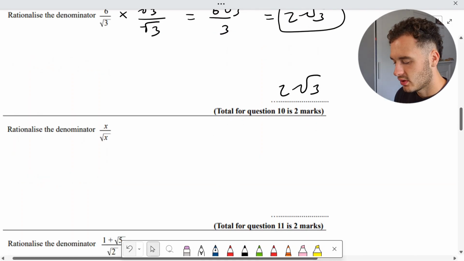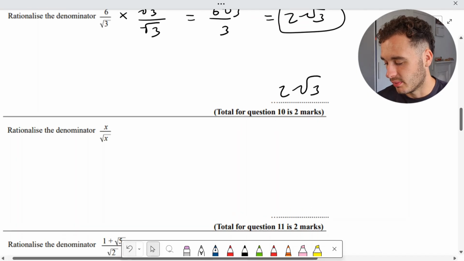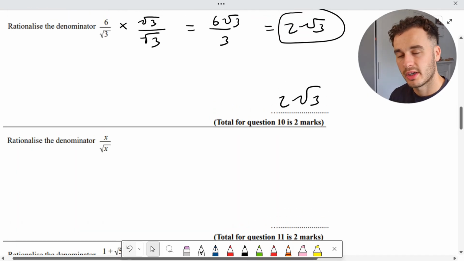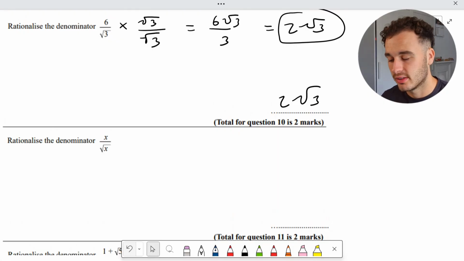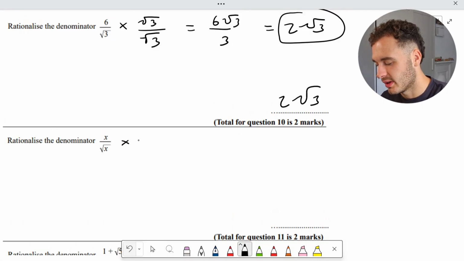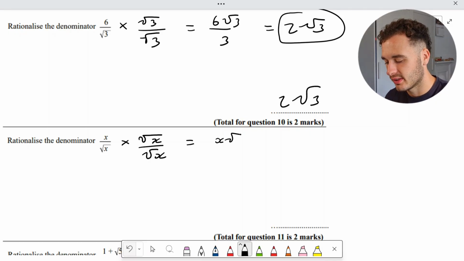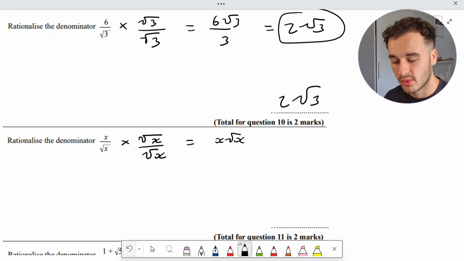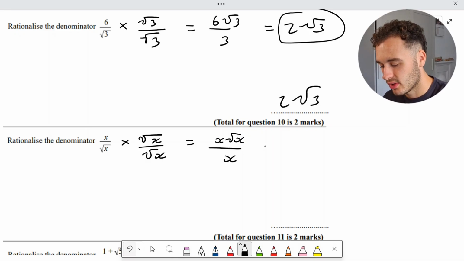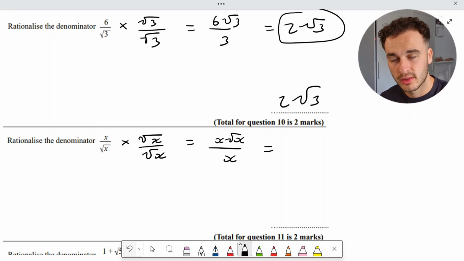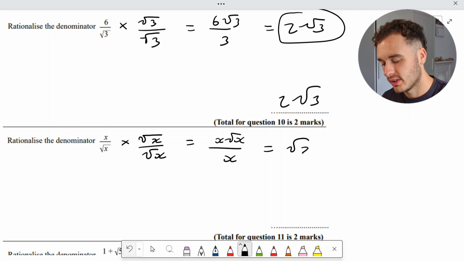Okay, so to rationalise the denominator of this one, well, we just times by the bottom surd. And we make that the numerator and the denominator of the fraction that we times by. So we're going to times by root x over root x. So x times by root x is x root x. And then root x times root x is just x. So x divided by x is 1. So we just get root x in this case.